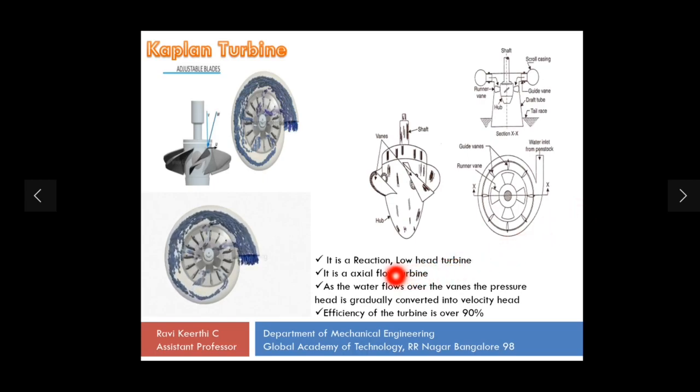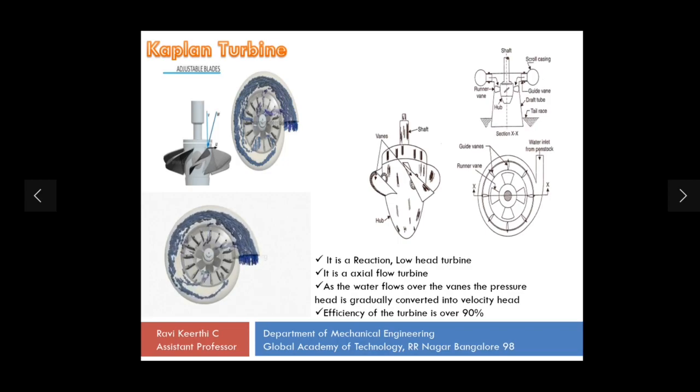Here you can see it is a reaction low head turbine, but the Francis turbine is a medium head turbine, and this particular turbine is an axial flow turbine, but the Francis turbine is a radial flow turbine. So here also, when water hits the guide vanes or the runner blades, the pressure head is converted into a velocity head, right? So the efficiency of this turbine is over 90%. So in most of the applications we are going to use the Kaplan turbine for power production.